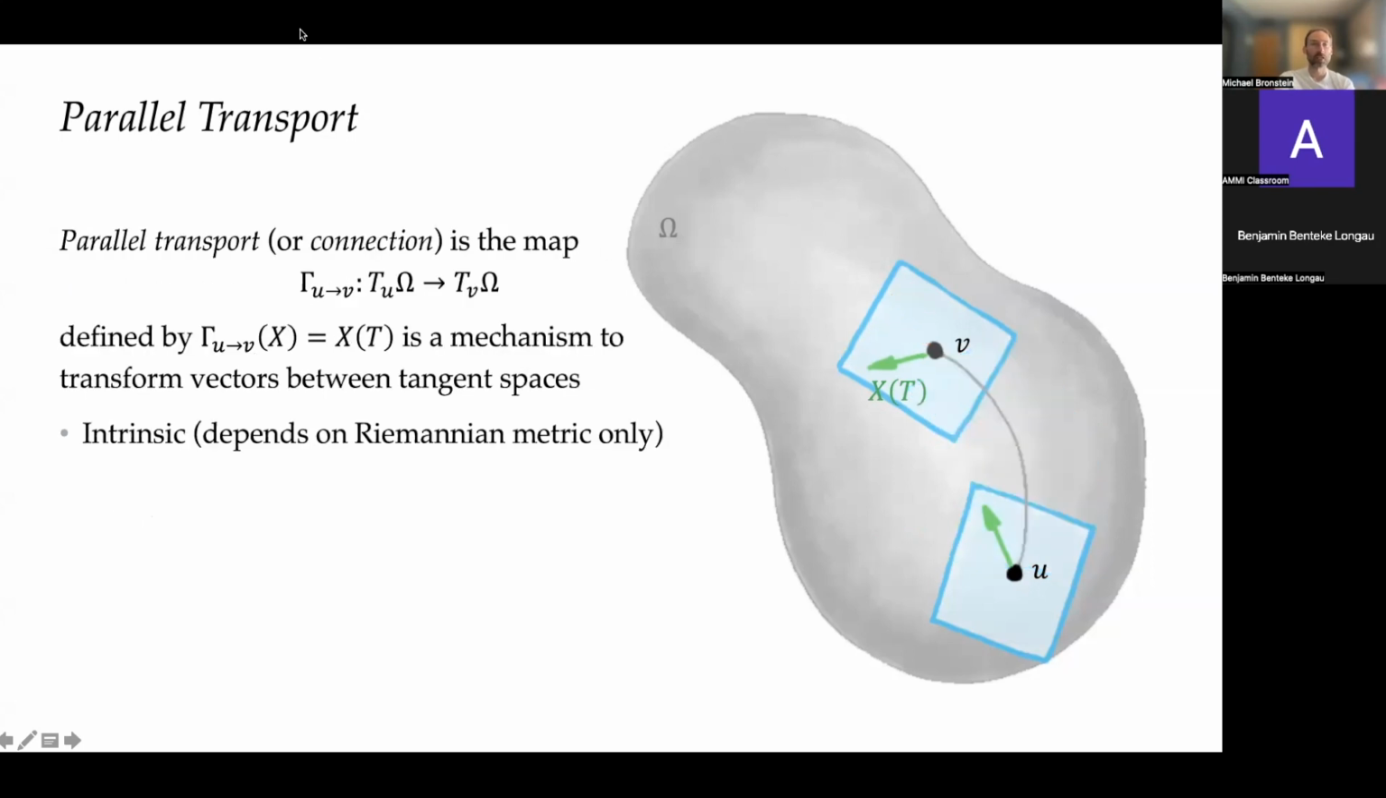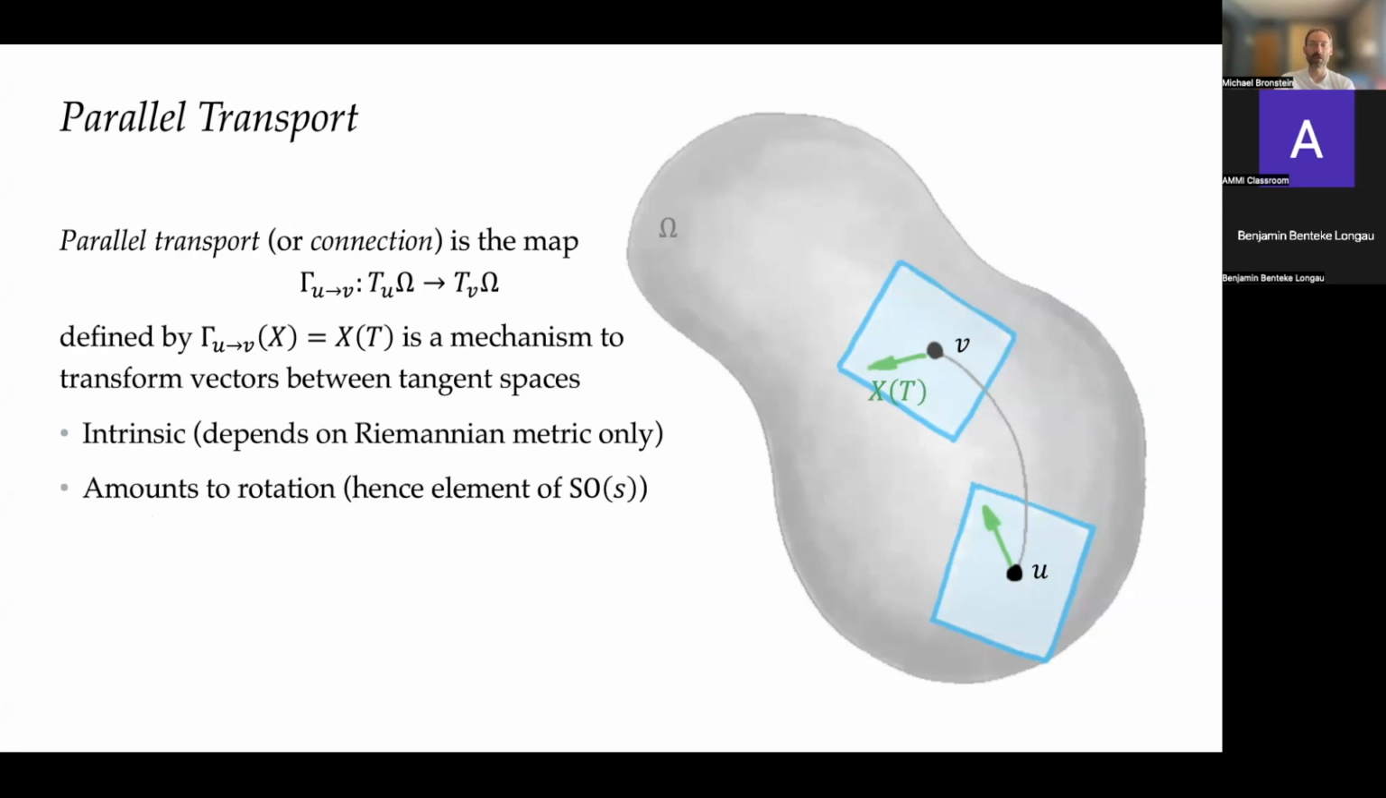And parallel transport is also called a connection. Basically, it's a map between two tangent spaces: the tangent space at point U and the tangent space at point V. It's a mechanism to transport vectors between tangent spaces. It is also intrinsic, so I can express it in terms of the Riemannian metric only. This is how I define it. And it amounts to rotation.